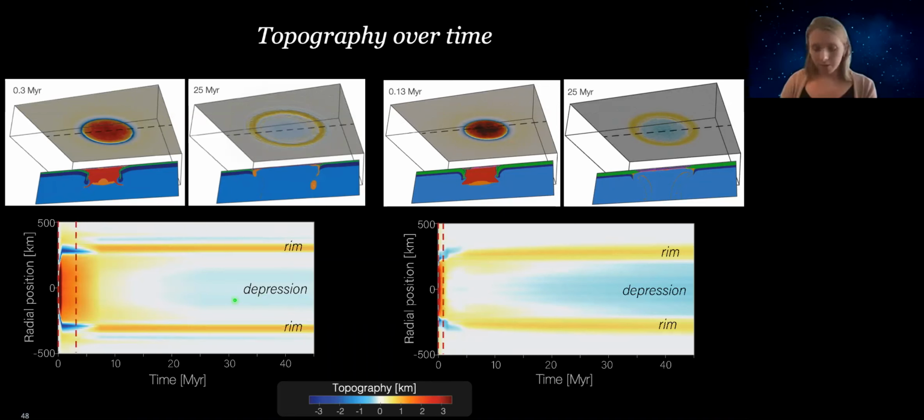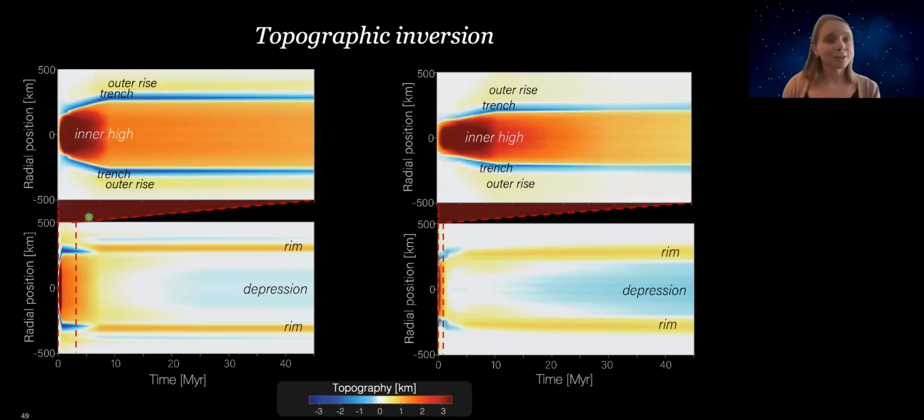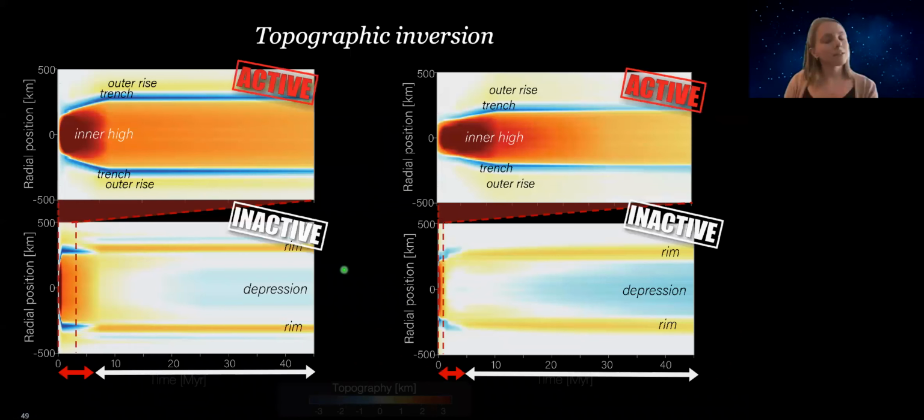And I've summarized that in even more detail in this figure. So basically what was first an interior high surrounded by a deep trench that marked the ongoing plume lithosphere interactions is afterwards followed by the complete opposite, with an outside high rim surrounding an interior deep depression. And basically what this indicates is that there is a clear topographic inversion happening from an active stage to a completely inactive stage in terms of plume lithosphere interactions.